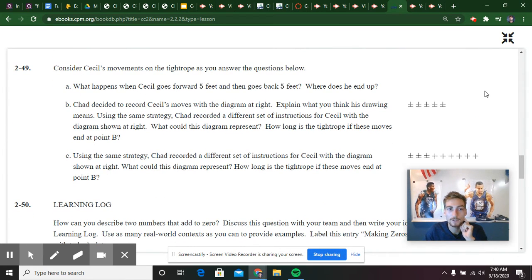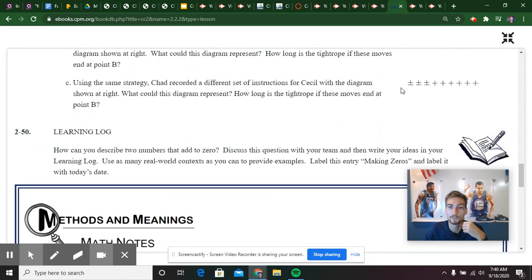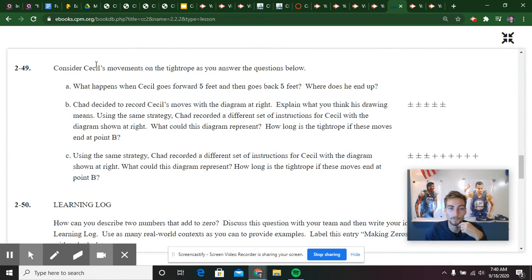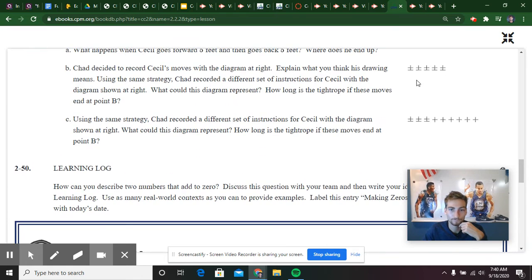And then it says for 249, consider Cecil's movements on a tightrope as you answer the questions below. And so it asks what happens if she goes forward 5 feet and then goes back 5 feet. And then here they show with these little positive marks and these negative marks how to cancel out numbers like we just talked about. All right.